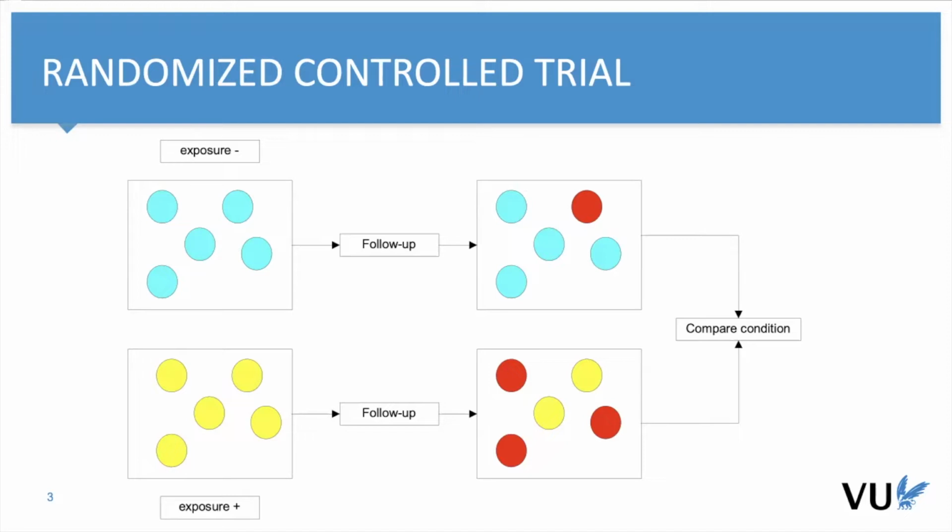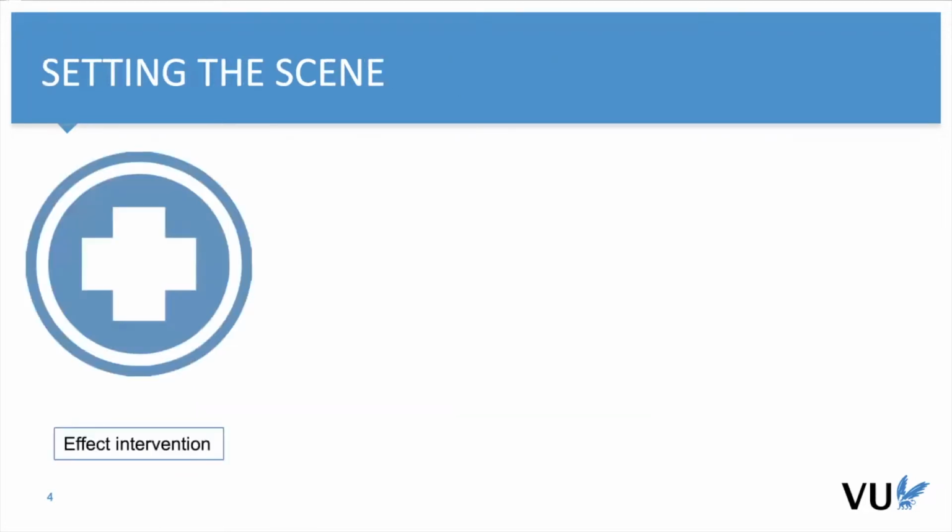The special characteristic of a randomized controlled trial is that the division between exposure and non-exposure is completely due to chance. Randomized controlled trial is all about testing the efficacy of interventions. And interventions can be taking specific drugs, but can also be other things like adhering to a program.